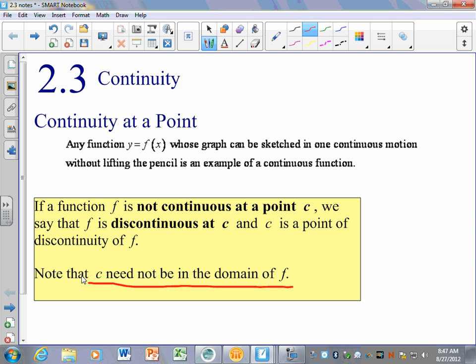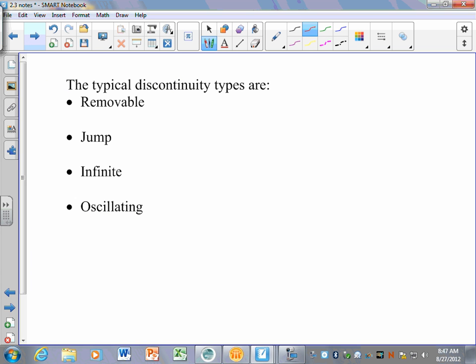I don't know, because that doesn't sound cool enough. All right. I think we talked about these last year. Sometimes I get confused. But these are the types of discontinuities that we think of the most.